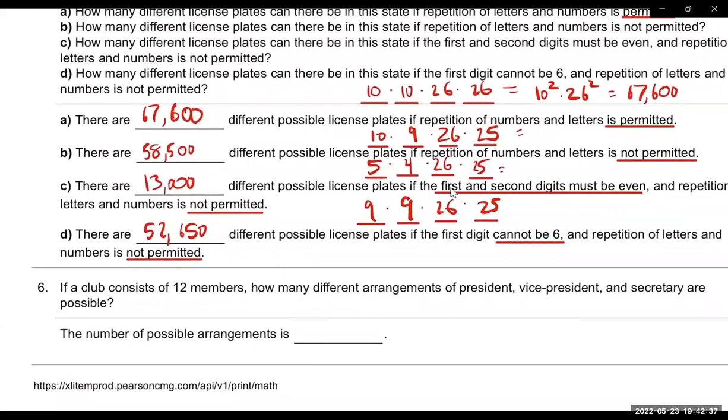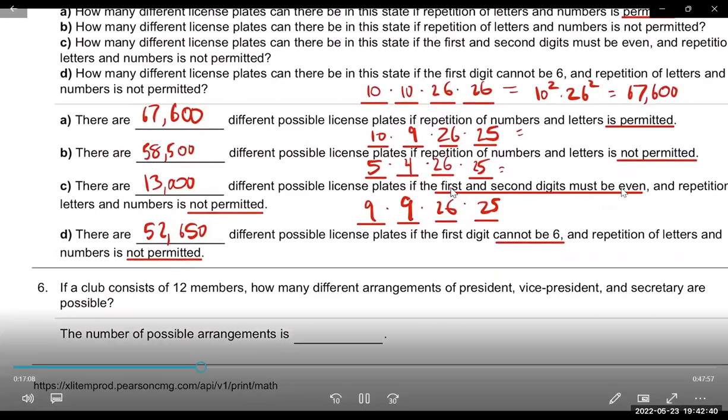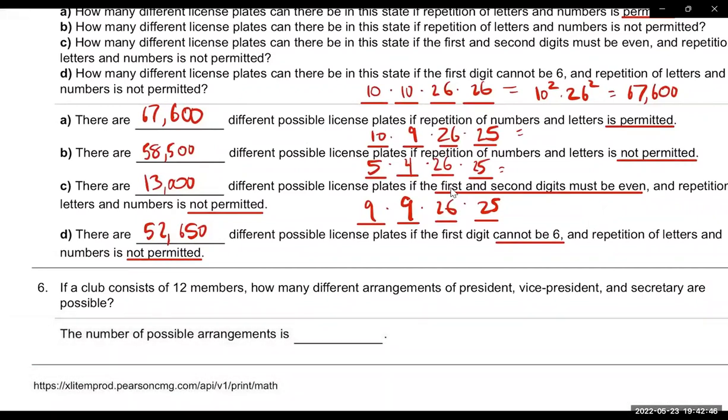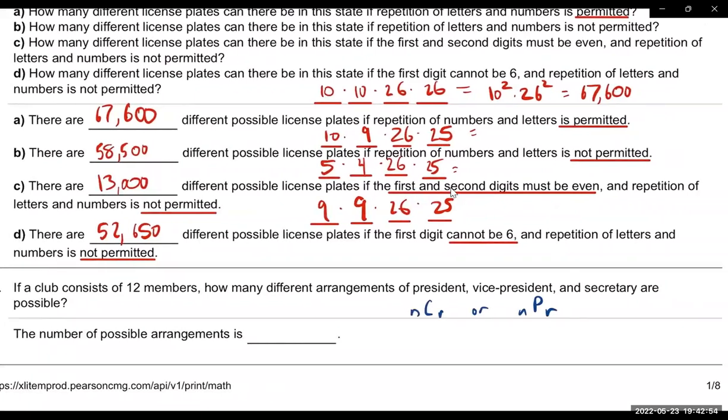Number 6, if you have any questions, feel free to just ask them. If a club consists of 12 members, how many different arrangements of president, vice president, and secretary are possible? So does anybody remember if this is going to be a combination or permutation? Does the order matter or does it not matter? It matters, which means it's going to be a permutation. Yeah, permutation is correct.